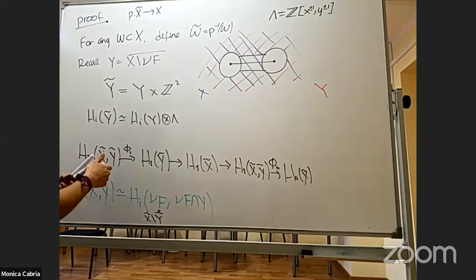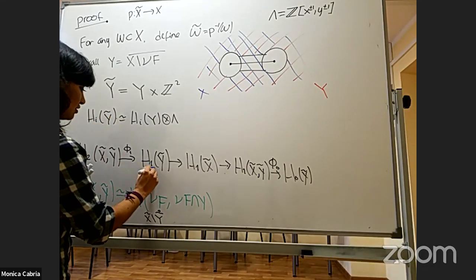Okay, so let me comment that in this exact sequence, we want to find the H1 of X tilde, which is the Alexander module. And we know H1 of Y tilde, because it is just the tensor product of H1 of Y with lambda. So what remains to understand is the third group, this relative group, X tilde modulo Y tilde. And also the homomorphisms. As long as we find the third group and the homomorphisms, then we can compute the Alexander module.